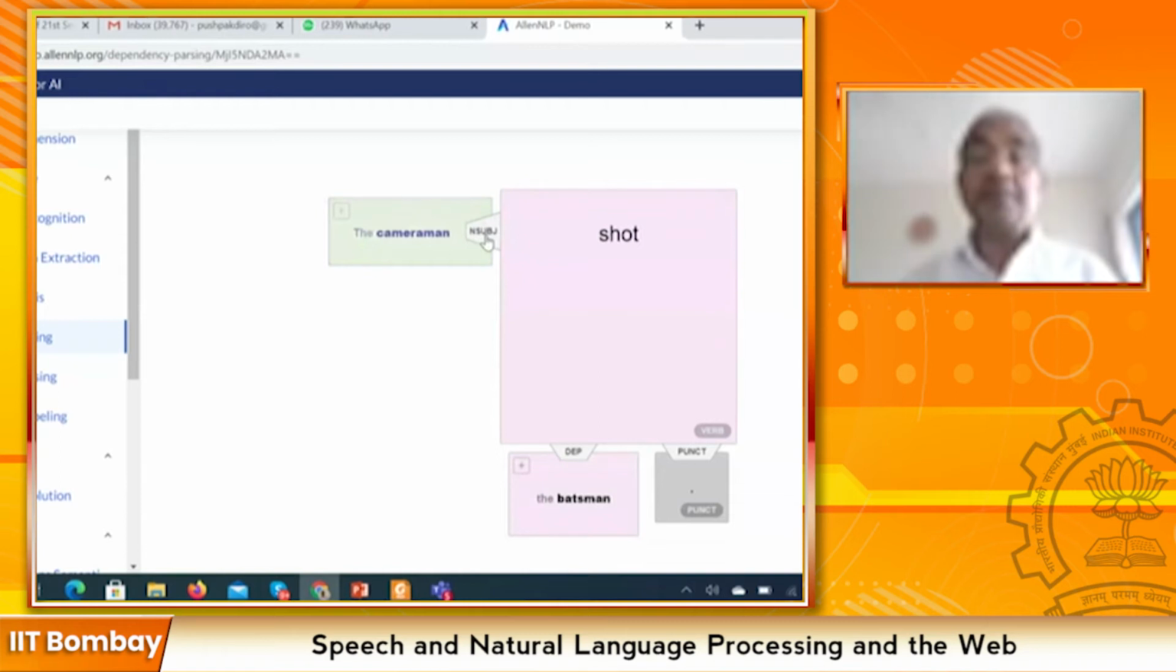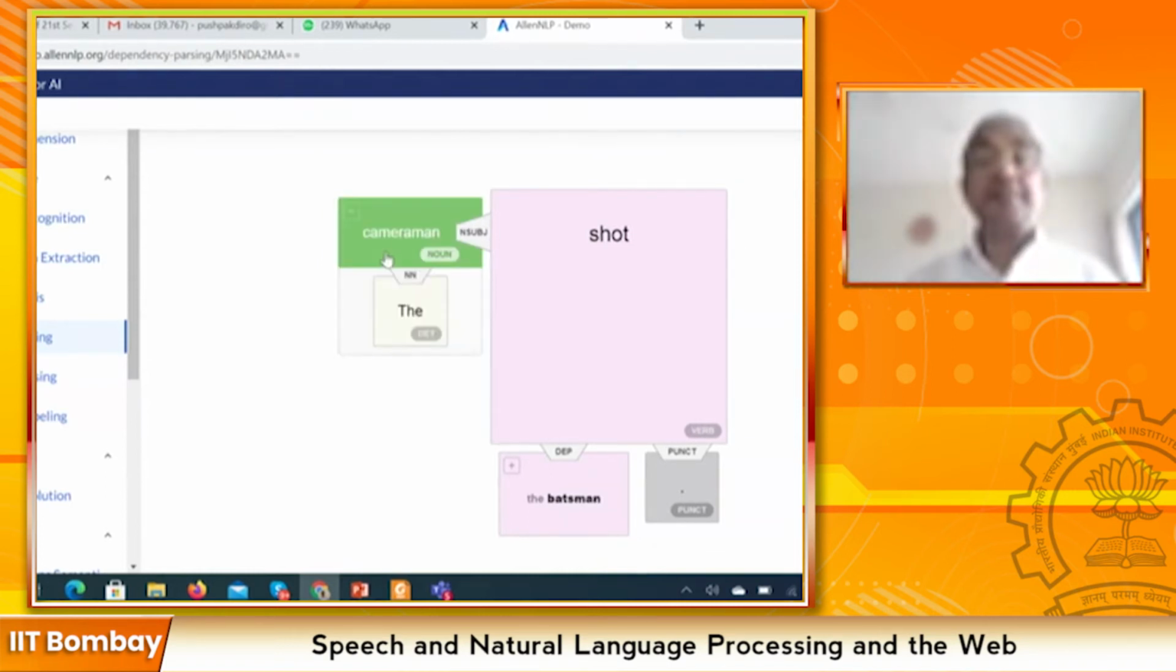It has an nsubj relationship with cameraman. But you see, cameraman also has an internal structure, just like in constituency parsing. Cameraman has the internal structure of NN and DET. The is a determiner, cameraman is a noun, and they are linked with a relation called NN. See that NN is not going to the, it is linking the two entities, the and the noun. So this has an internal structure.